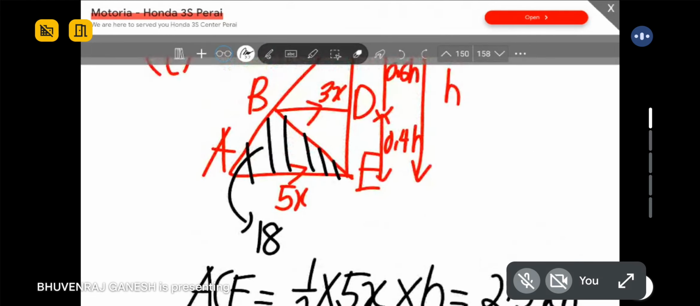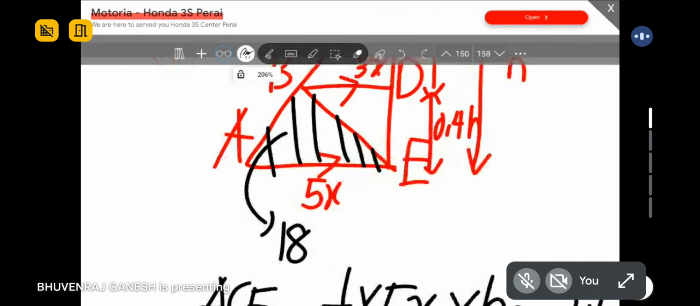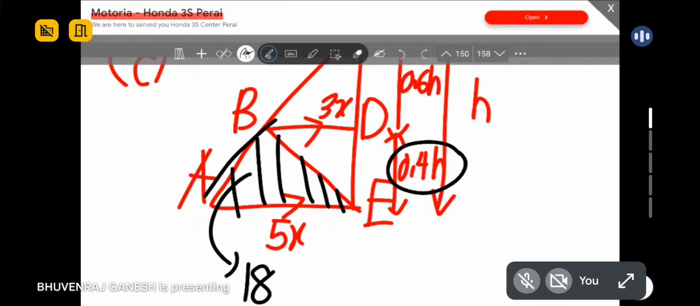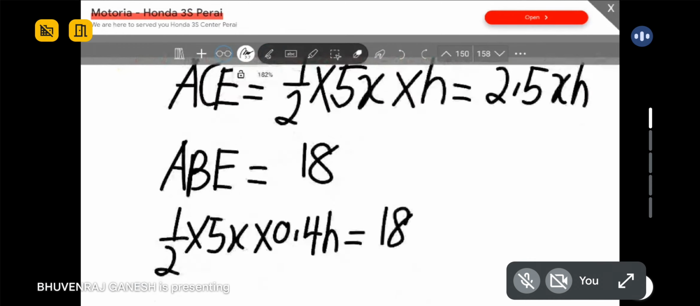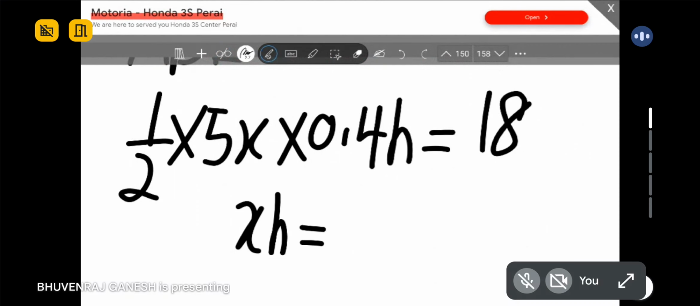ABE area is 18, right? So you can actually take half times 5x times 0.4h equal to 18. Can you see that? Half times 5x, base is 5x, height is 0.4h for triangle ABE. So you can actually find xh, guys. xh is equal to how much? If you press calculator, 18 times 2 divided by 5 times 0.4, you will get 18 for xh.